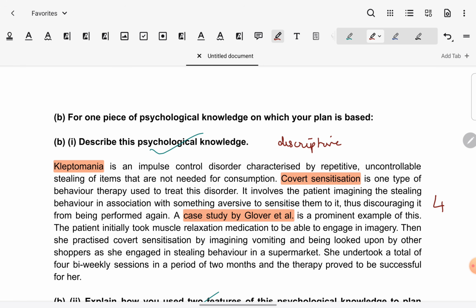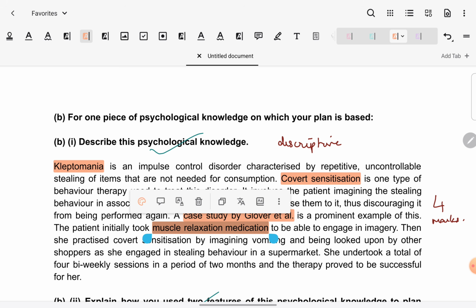Keep one thing in sight when you're writing this answer. This answer is for 4 marks. How much can you write just for 4 marks? If you go on writing everything, will you have time left to write anything else? Just think about that. So only write how much you have made use of to cover in your 10 marks. Don't write more than that.